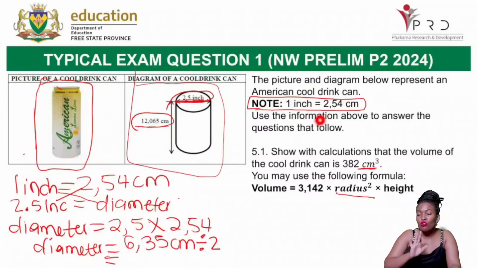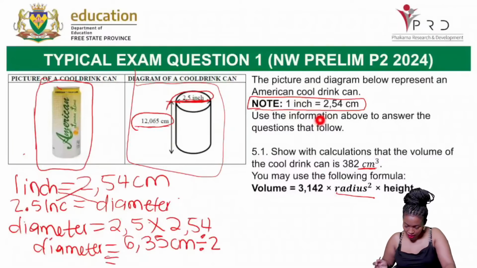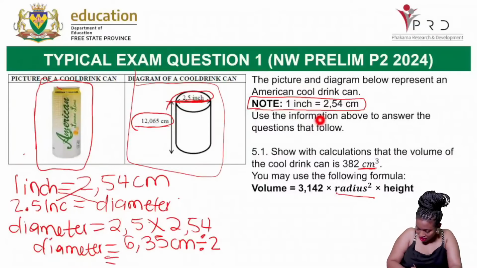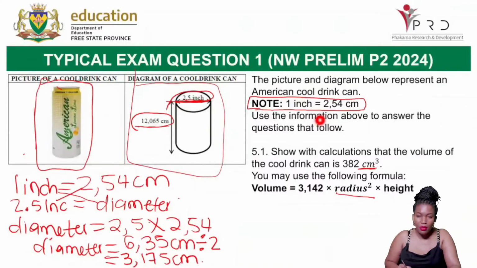If you've got the diameter, divide it by 2 so that you can get the radius. And when you do that, you show it on your answer sheet. You show it. You don't do it on the side privately. So we take the diameter, we divide it by 2. We are getting 3.175 centimeters. That is the answer that you will get.